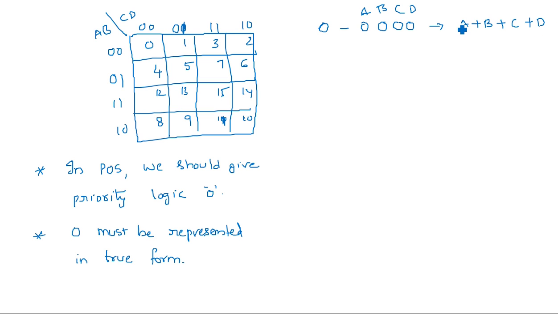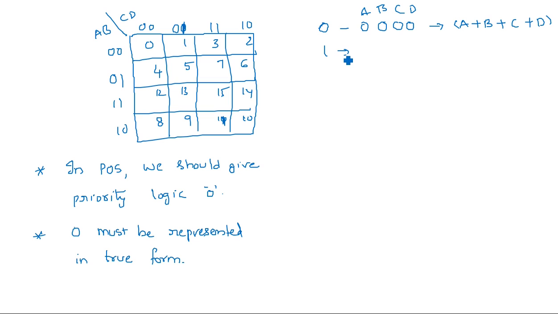This is the expression of the Boolean function if you are having a value here. In product of sums we need to map zeros instead of ones. I will tell when we go for the example.